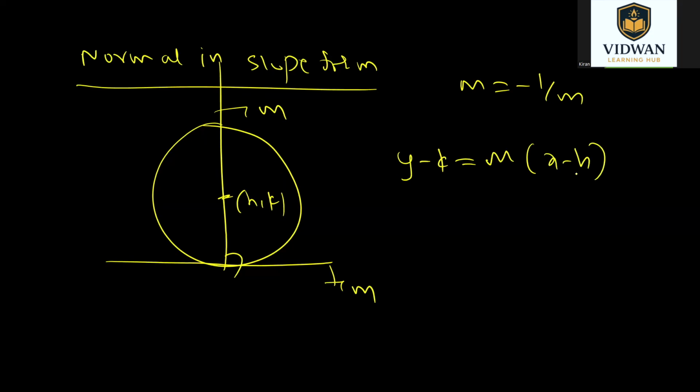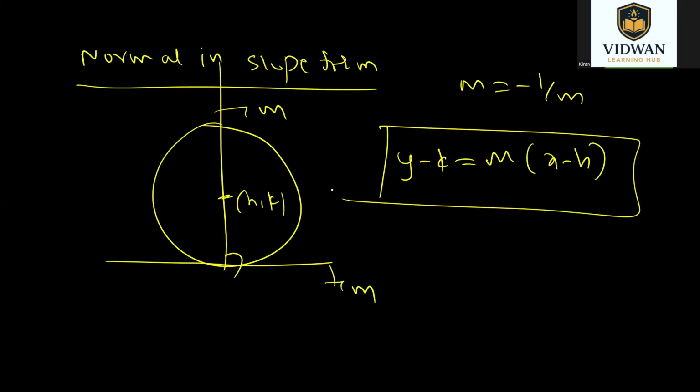This is only normal in slope form. And if the center is origin, you'll take h, k as 0, 0. If the center is minus g, minus f, you'll take h, k as minus g, minus f. So this would be enough. So nothing much to explain in this topic, normal and slope form.